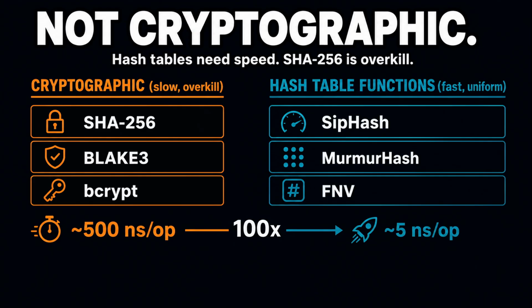And worth saying clearly, the hash functions used inside hash tables are not cryptographic. SHA-256 is overkill and far too slow for a per lookup operation. Real hash tables use functions optimized for speed and uniform distribution, things like SipHash, MurmurHash, and the language-specific variants the runtime ships with.